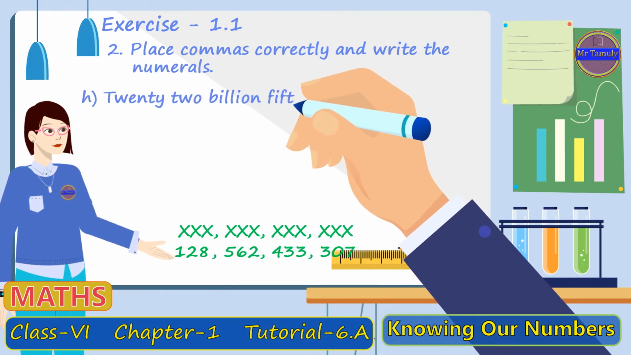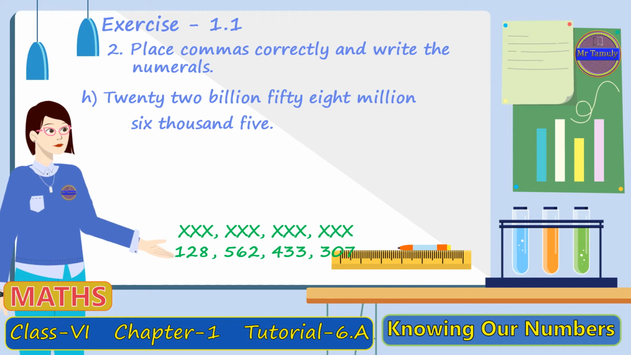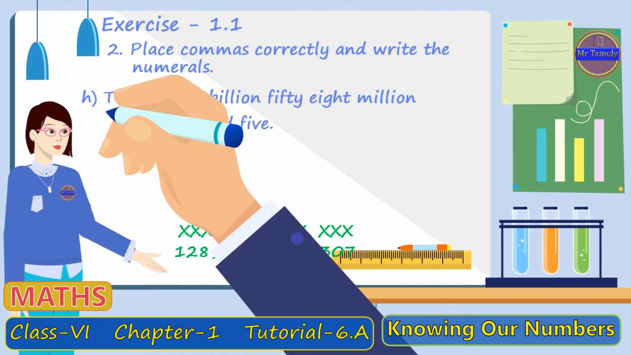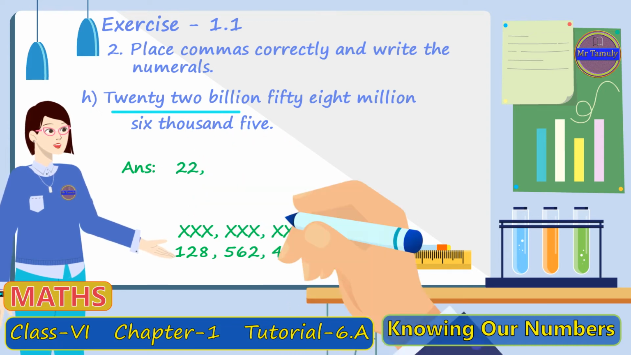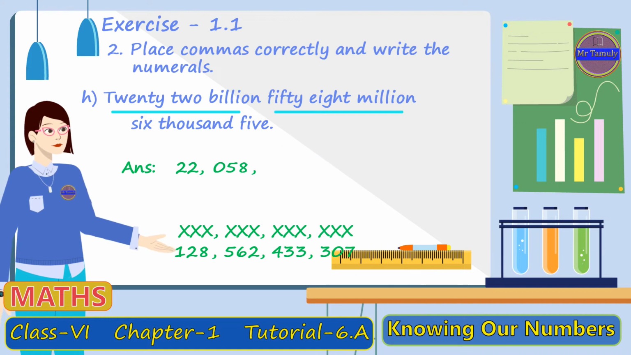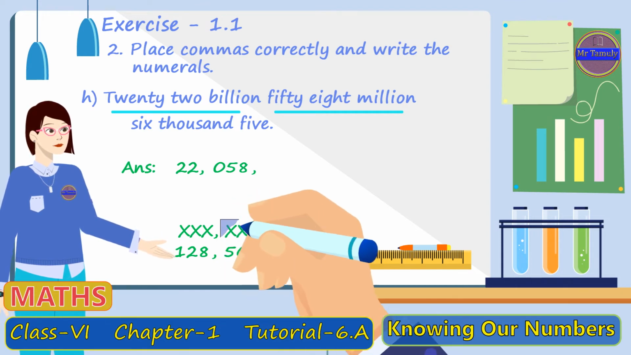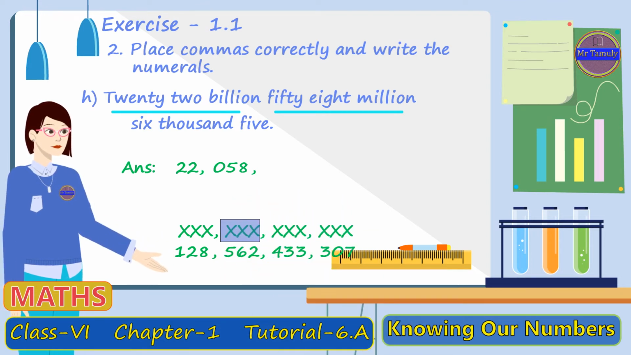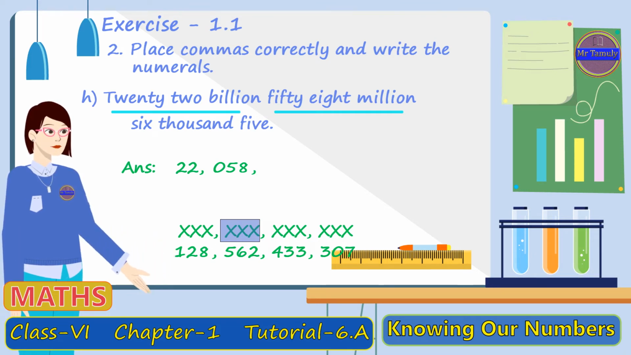The number is 22,058,006,005. For 22 billion, we can write 22. Next, for 58 million, we should write 058. You should remember that in the international format, after billion, 3 places are reserved for million. So to comply with the format, we have written 058 for 58 million.